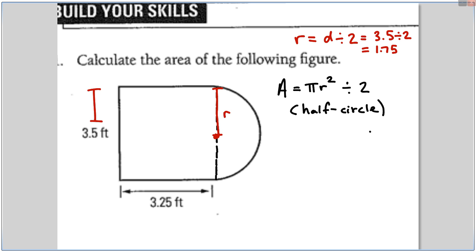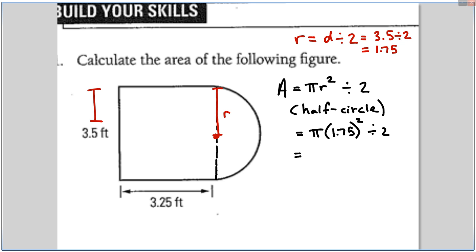Okay, so now we can do our area of a half circle calculation. So 1.75 squared divided by 2 times pi. How come you don't put pi and the 1.75 together? Because you have to square the 1.75 first. So it's like order of operations. So do the square first.